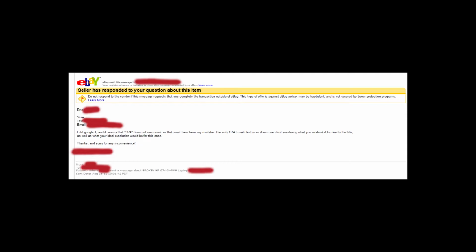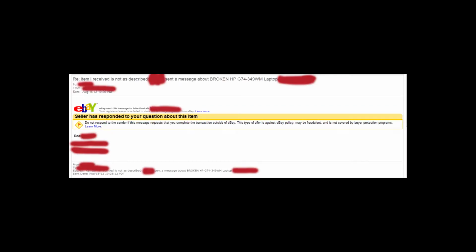And the seller states that I did Google it and it seems that G74 does not even exist, so that must have been my mistake. He states that the only G74 he could find was an Asus laptop. Now the seller is questioning the buyer on what he mistook it for due to the title, as well as asking for his ideal resolution for the case. So it sounds like the seller is just looking to see what the buyer wants him to do about it.